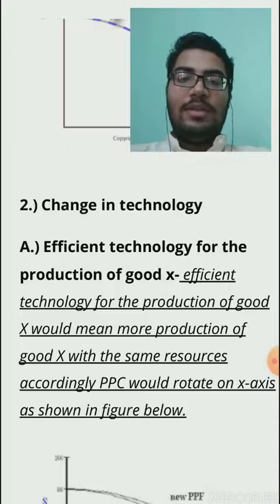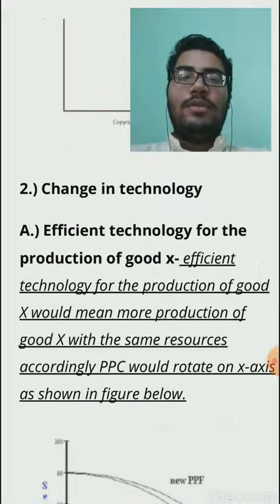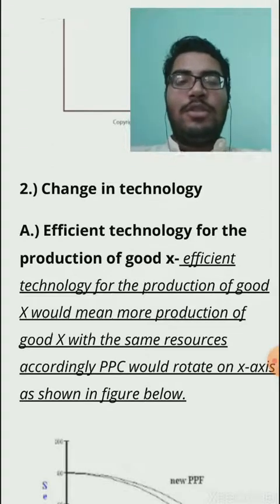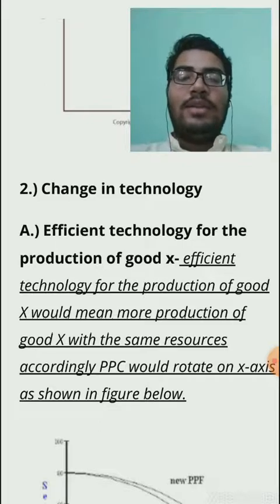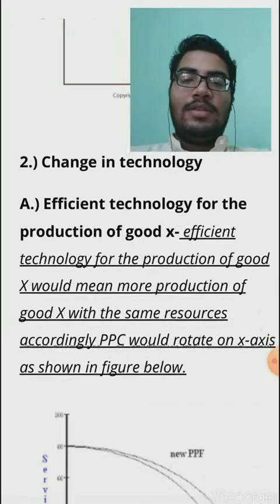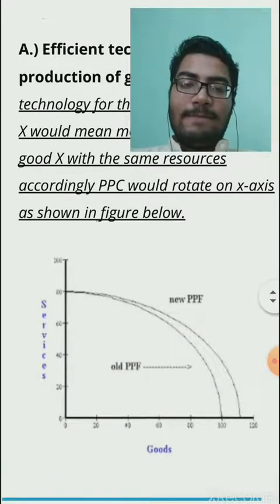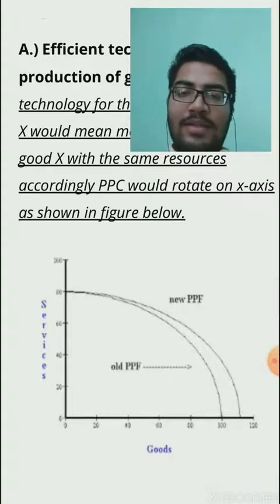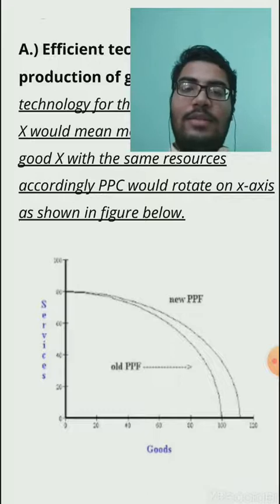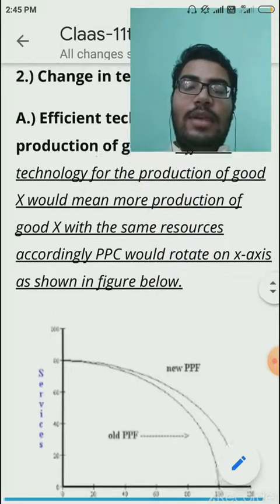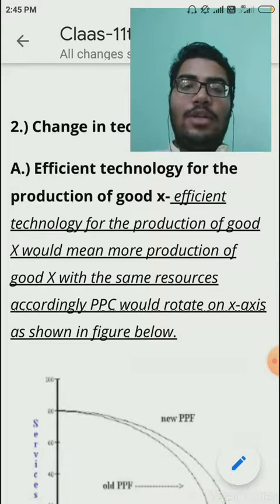So we will see in this point the efficient technology for the production of good X. Okay, now see students, if we already have a production possibility curve, with a given level of resources and given level of technology, and we are producing two goods, one good is on the x-axis and the second good is on the y-axis. Okay, so if we have achieved an efficient level of technology in the production of good X, it means that with the given level of resources and with the higher level of technology, we can produce more of the good.